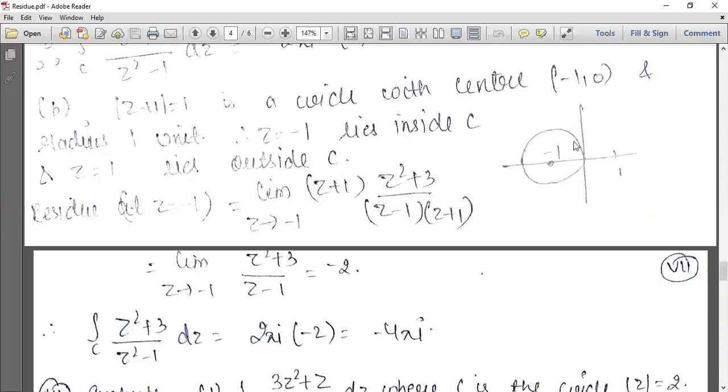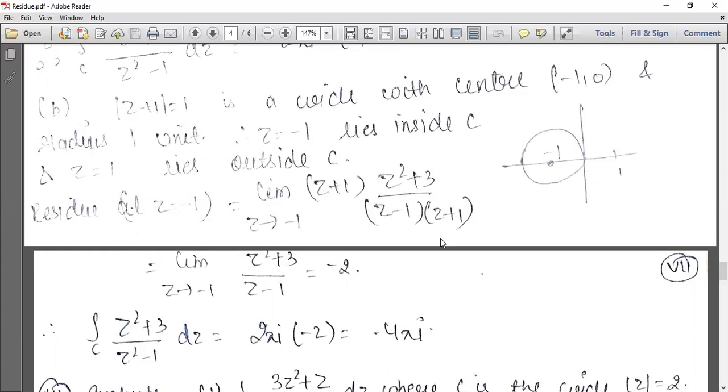So we will calculate my residue at this point only, and this will be given by residue at z equal to minus 1 is limit z approaches to minus 1, the point at which we are calculating the residue, z minus z naught. z naught is minus 1. So this will be z minus of minus 1, so this will be z plus 1, into f of z, which is z square plus 3 divided by z minus 1 into z plus 1.